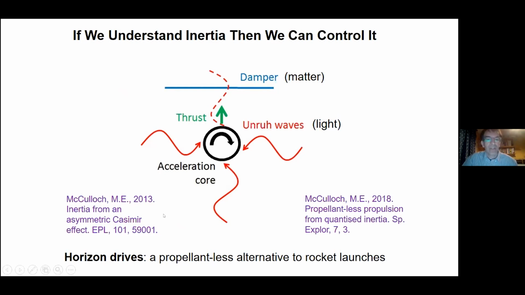I proposed this in 2013 and in another paper in 2018. If you can damp these Unruh waves, then it means that, for example, in this case, you've got Unruh waves coming up from below and fewer of them coming from above. So the object will tend to move up. And this is great because it's a fuelless way of producing propulsion. Normally, to get something to move up, we have to blast hot gases out the bottom very fast, which is dangerous, noisy, expensive, and you have to carry heavy fuel. But this would require no fuel. So this would be a horizon drive because the metal plate is acting like a horizon.